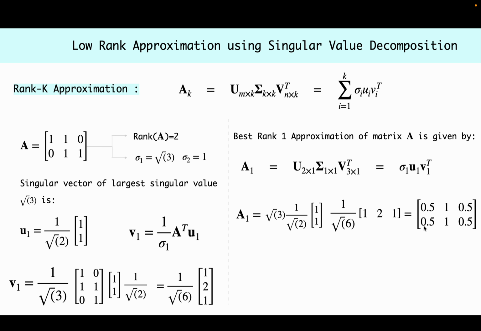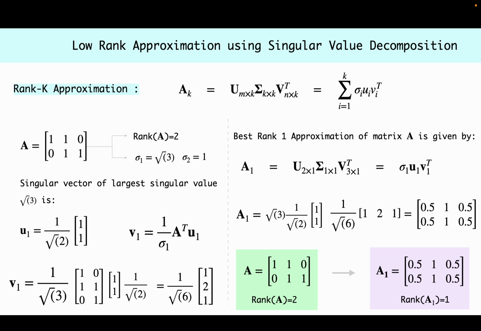This is the rank 1 matrix. As you can clearly see, there is only one independent column vector, and this is the rank 1 approximation of the matrix A. So this is the final answer. Our original matrix was rank 2, and we obtained the best rank 1 approximation of the matrix A.